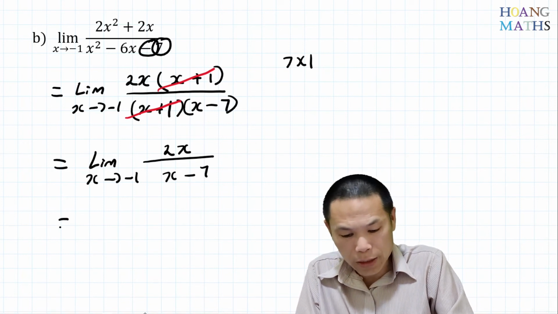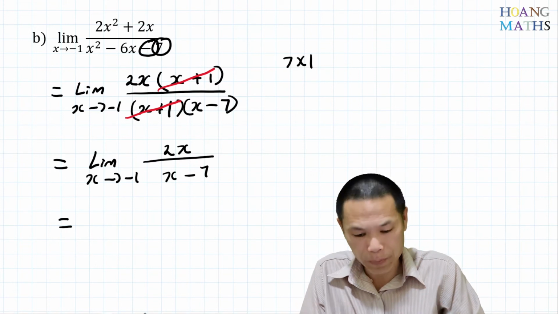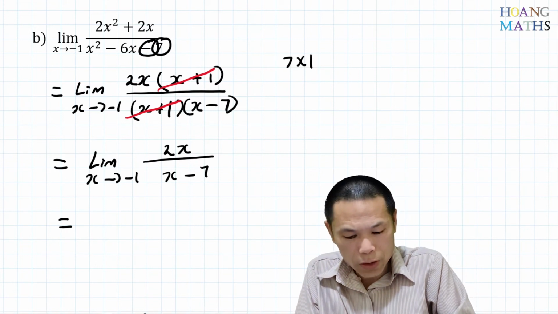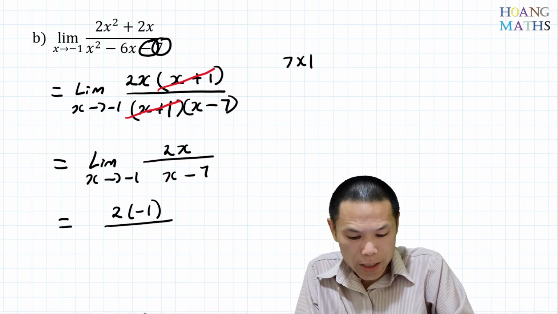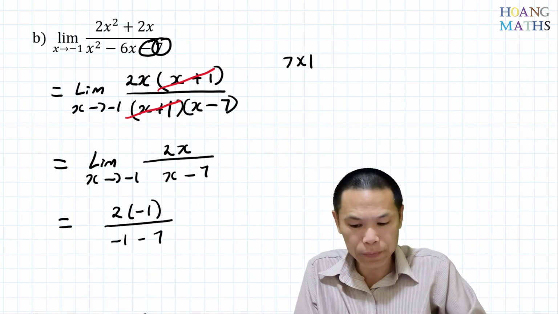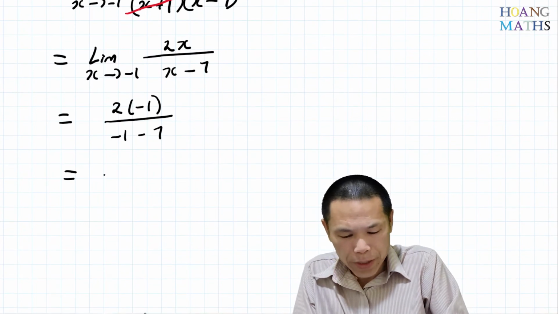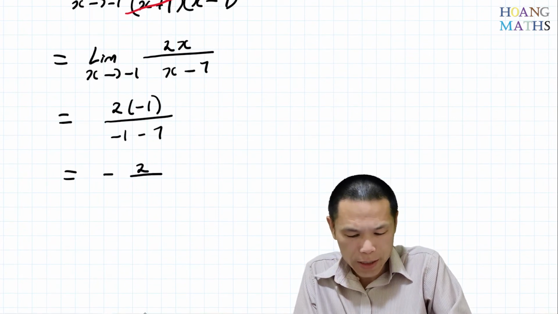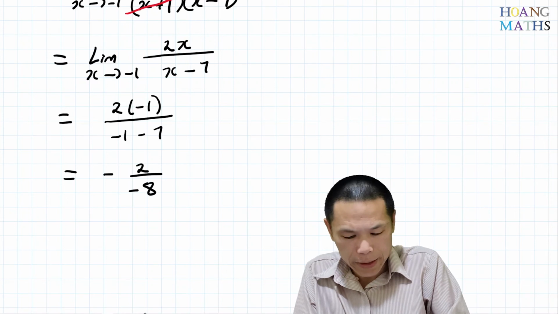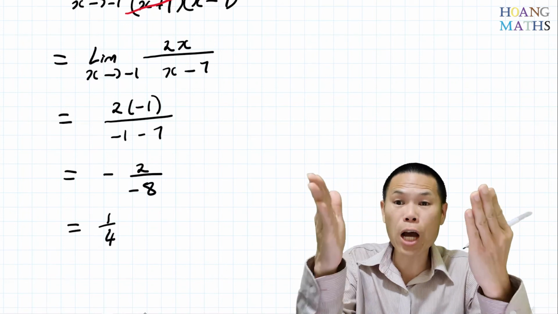So now I just simply substitute the value in. That will give me 2 lots of negative 1 over negative 1 minus 7. So that will give me negative 2 over negative 8. So that will give me a quarter. So there you go.